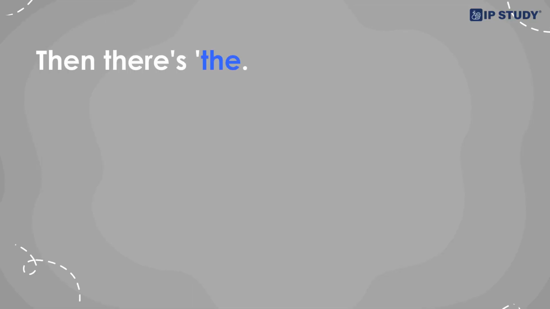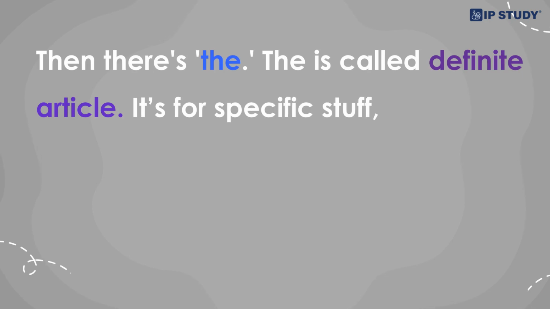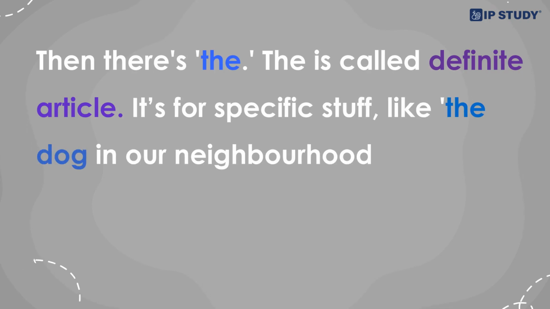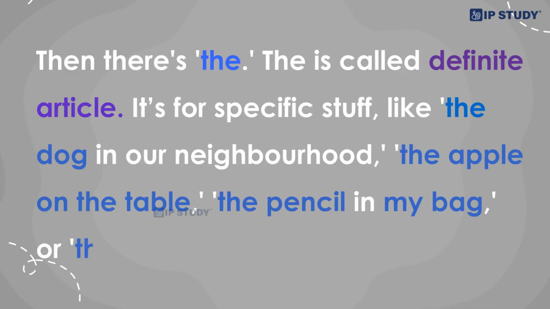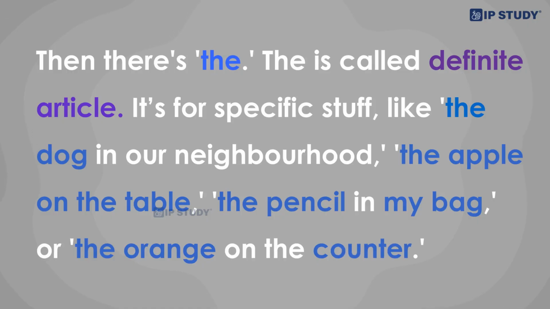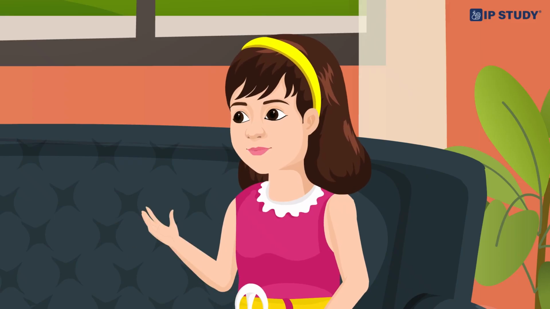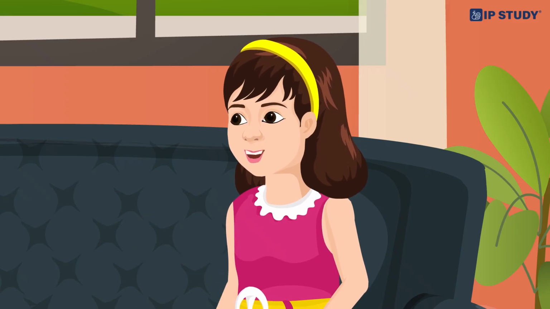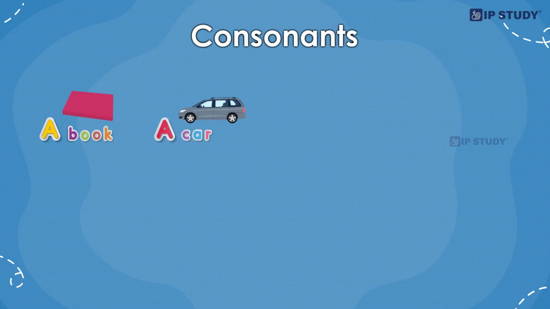Then there's the. The is called definite article. It's for specific stuff like the dog in our neighborhood, the apple on the table, the pencil in my bag, or the orange on the counter. Specific things. Gotcha.